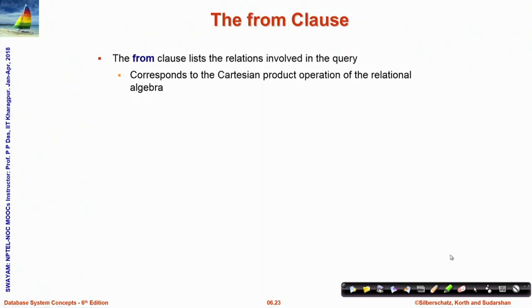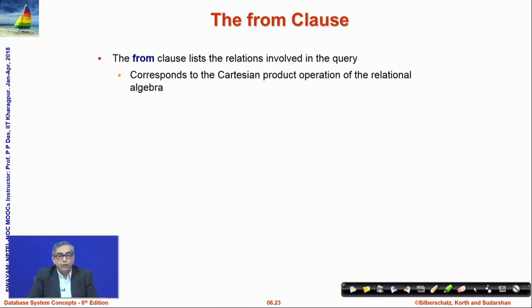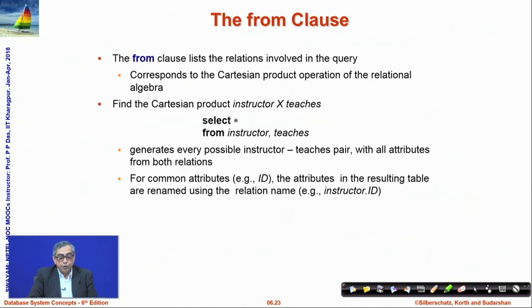Finally, the from clause sets all the different relations from where you are actually looking for the records. So, it corresponds to the Cartesian product of the relational algebra. So, if we want to compute instructor Cartesian product teaches, then we can say select star from instructor comma teaches.